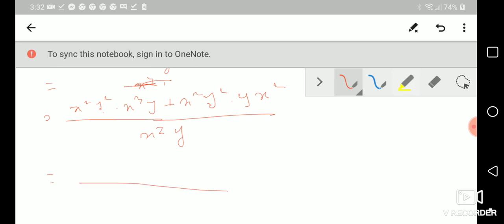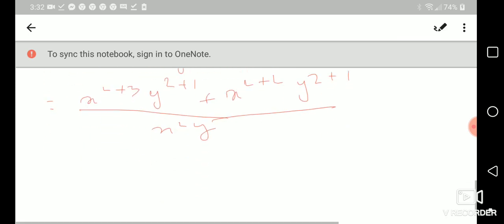Now, using the multiplication rule we're going to add the exponents. So x2 plus 3 and y2 plus 1, plus x2 plus 2, y2 plus 1. At the bottom we have x2 y.